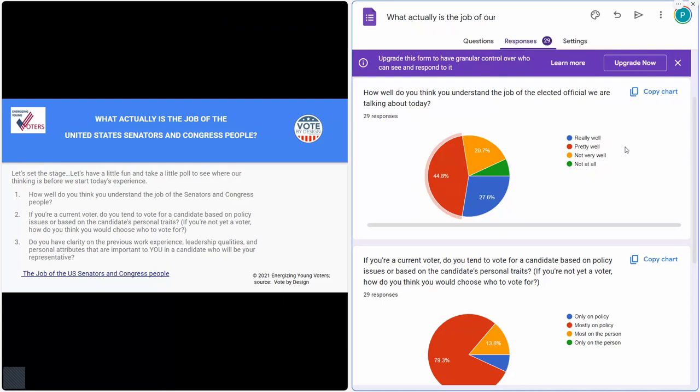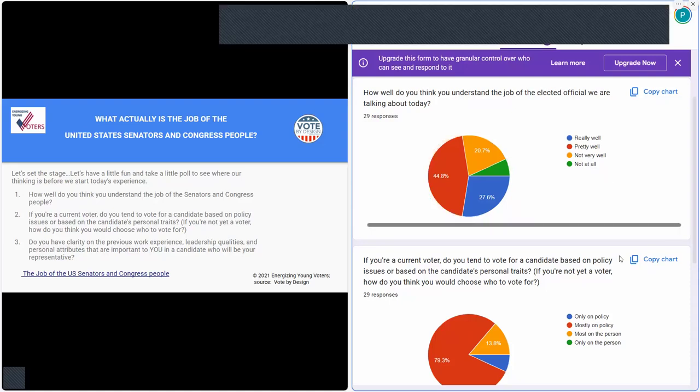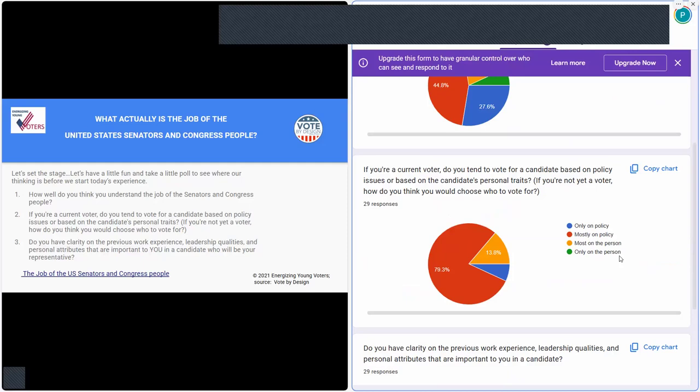All right, so a lot of them, 27%, more than a quarter, think they understand the job really well. Most of the people, 45%, feel they know it pretty well. But we've got a couple of people, again, just slightly under a quarter, who don't feel they know it very well, and some people who don't understand it at all. And it doesn't matter, because what we're hoping is that at the end of this lesson, you're going to have a much better idea of the answers to these questions. You're going to be in the mostly category.